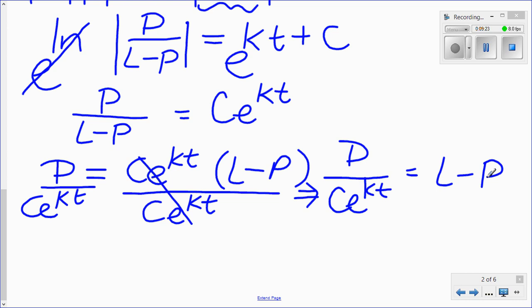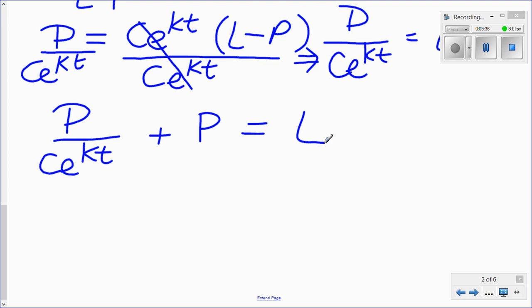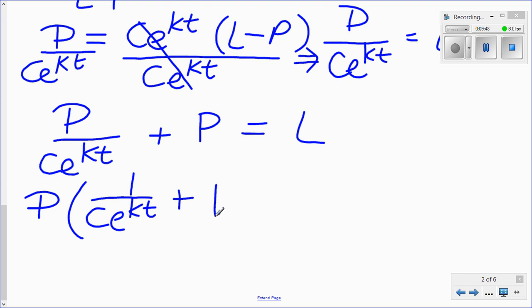We're going to get there eventually. You're probably thinking, what the heck? But I'm going to add P to the left side. So I'll have P over C e to the kt plus P equals L. And then what I'm going to do is factor out P. So that'll leave me with P times (1 over C e to the kt plus 1) equals L.